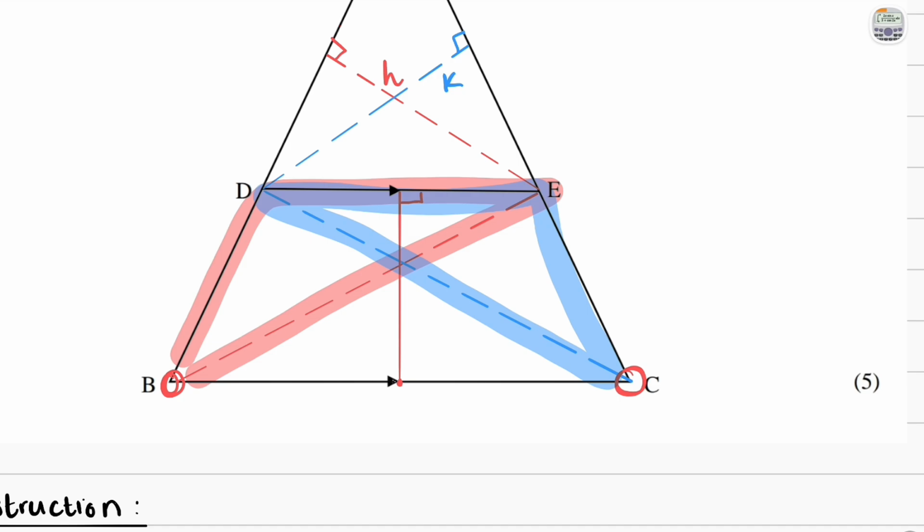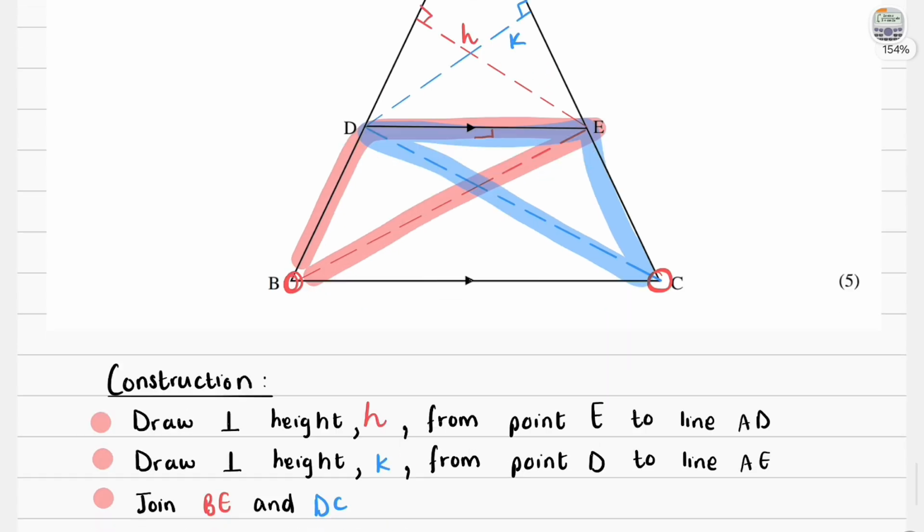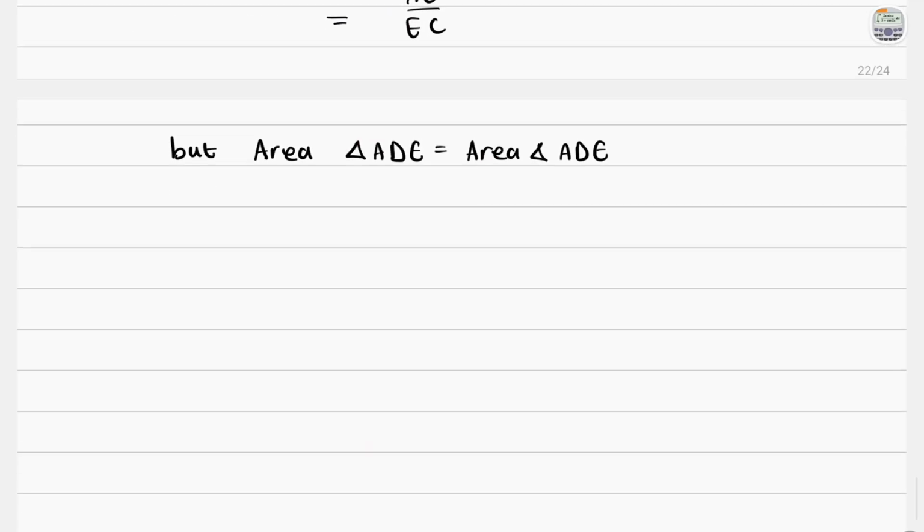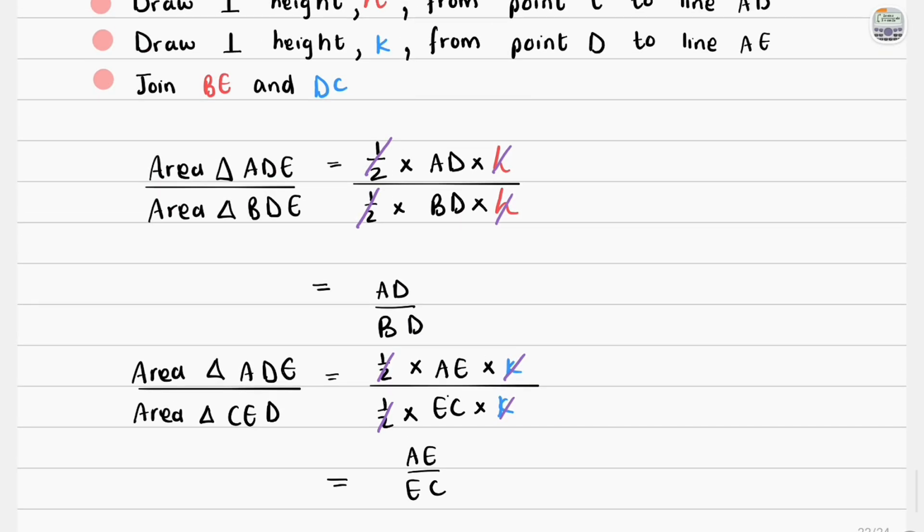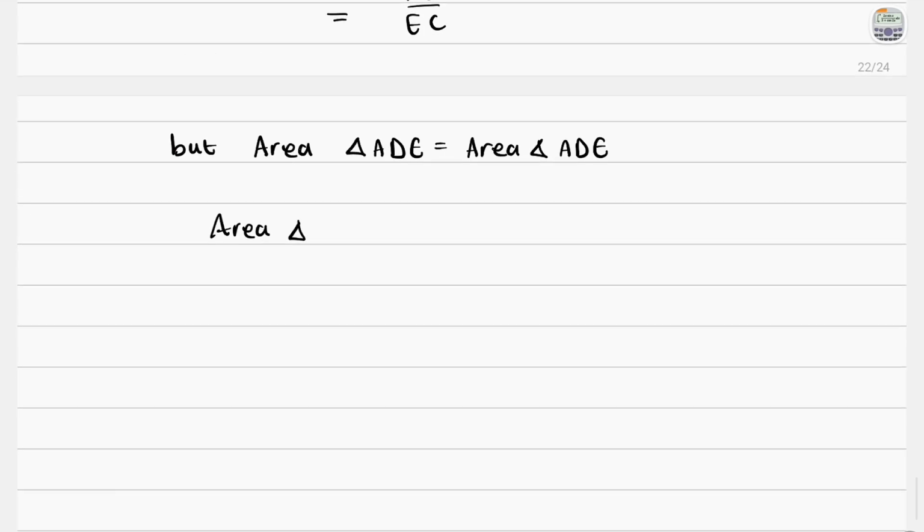But do you also notice that their bases are the same? If you look at it as if the base is DE, okay? If this is the base and this is the height, the base and height are exactly the same. They're sharing that base of DE. So we're going to say that their bases and heights are exactly the same, so their areas are equal as well. So we can see that the area of triangle BDE is equal to the area of triangle CED.